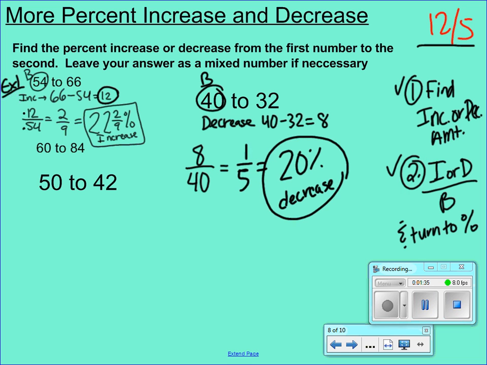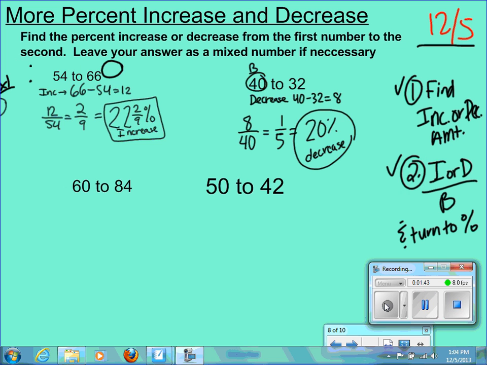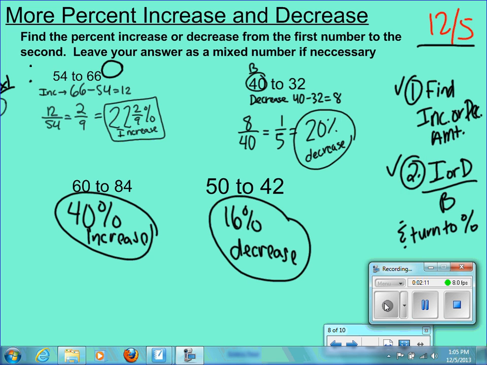All right, now you and your table mate, I want you to go ahead and find out the next 2 on your paper. Go. Okay, we're just going to go over the answers here. Who can tell me the answer to 60 to 84? What do we have, Olivia? 40% increase. Who agrees with 40% increase? All right, good. And then how about 50 to 42, Jana? 16% decrease. Good. Very good.